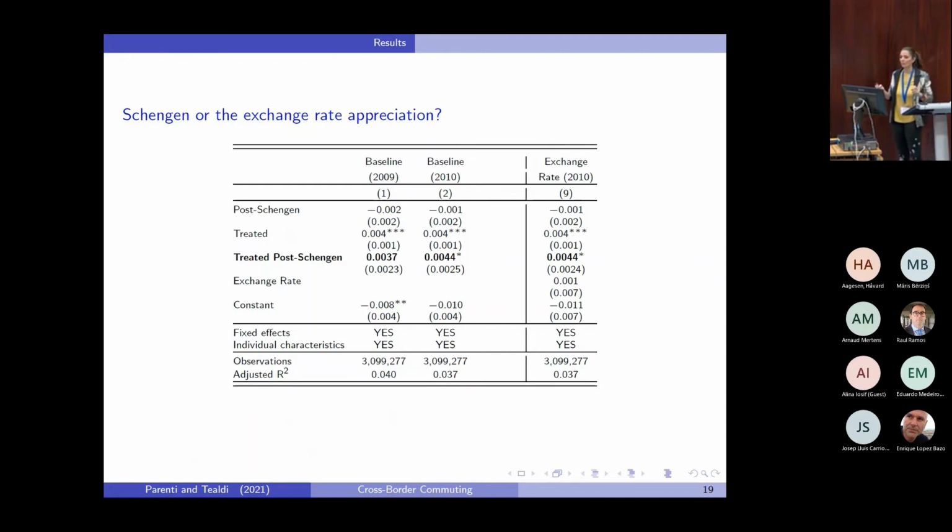We construct a kind of real exchange rate, as a ratio between the exchange rate between the region of residence and the potential destination, and the price level in the region of residence, because cross-border commuters come back to their residence region to spend money. Even in this case, we do not find any differences in the estimation.